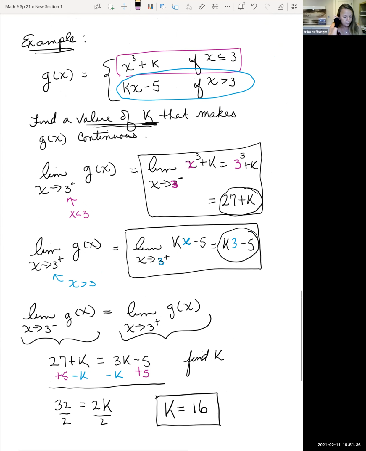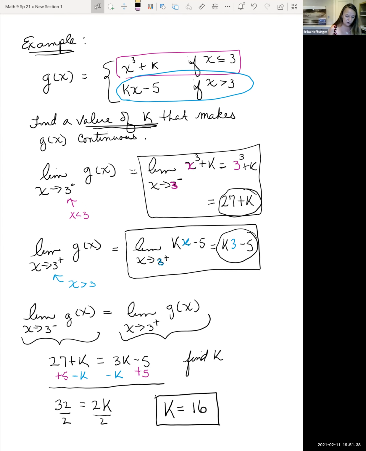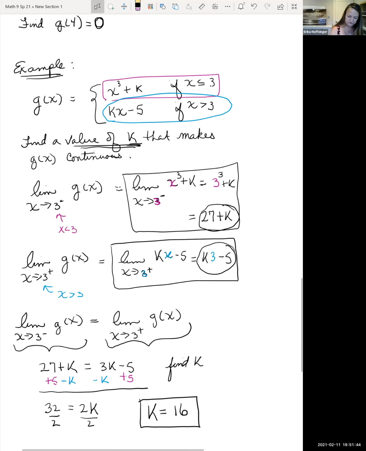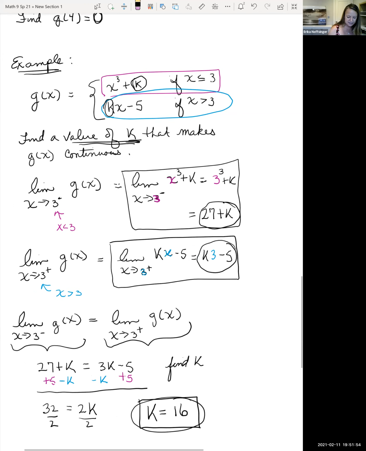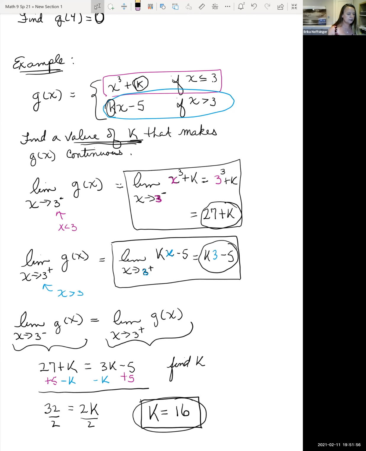And so we figured out what k has to be in order for g of x to be continuous at x equals 3. If we wanted to, we could go back in there and plug in 16 for k to give us that piecewise function. But it only asked us to figure out what k was.